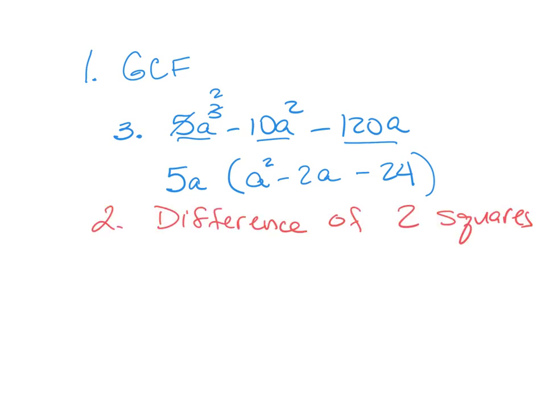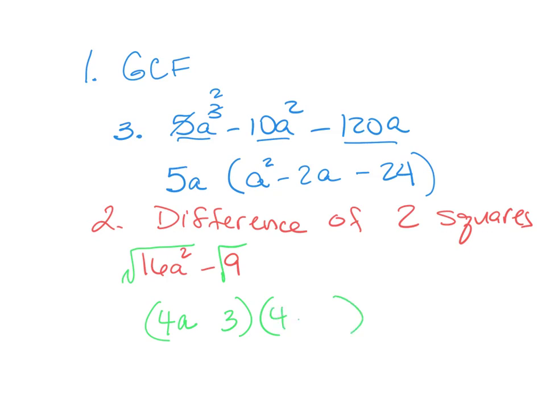All right, the difference of two squares is if you square rooted each of the terms, there's only 2 terms, first of all, and if you square root both of them, you get a perfect square. So let's say I have 16A squared minus 9. What is the square root of 16A squared? Just 4A. And what is the square root of 9? 3. So the 2 parentheses are going to be 4A and 3, one with a plus and one with a minus. That's how you factor those.